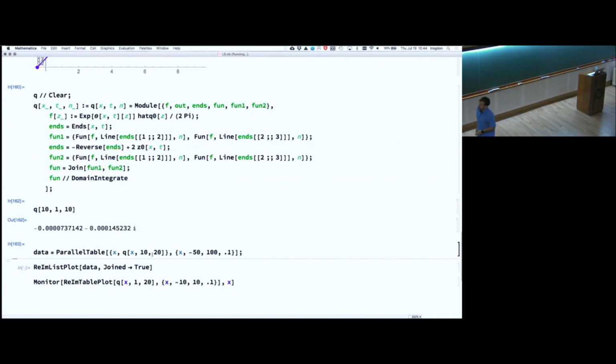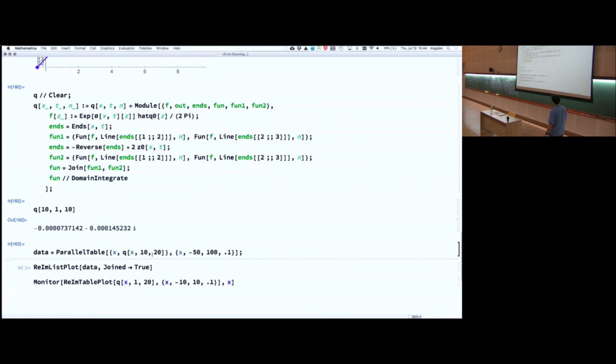It shouldn't take too long. And so while this is going, are there any questions? I mean, I'm kind of flying through this, but I just really want to give you in broad strokes all the pieces.